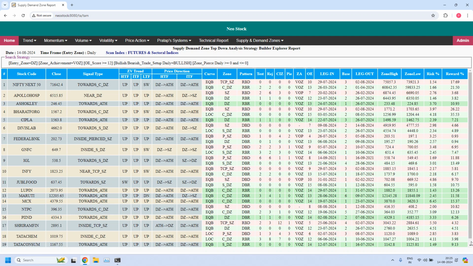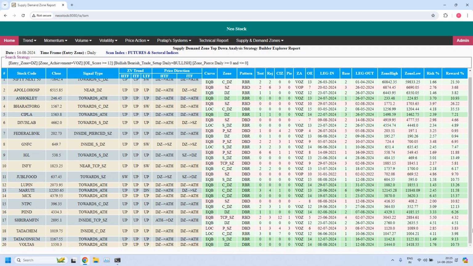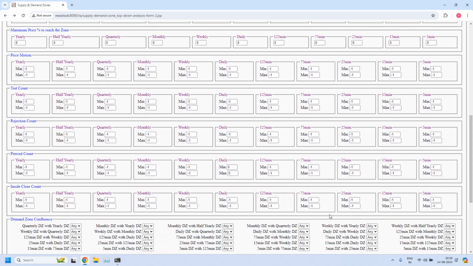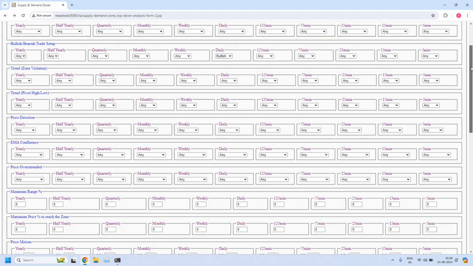Let me scroll the list down. So total 20 stocks are filtered and they are supporting bullish trade setup for monthly income trade. So out of these 20, how many are having ITF confluence? So that means entry time frame is daily, ITF is weekly. Daily and weekly confluence zones, let us filter. So demand zone confluence. So daily demand zone with weekly demand zone, I enabled. Let us filter the stocks.